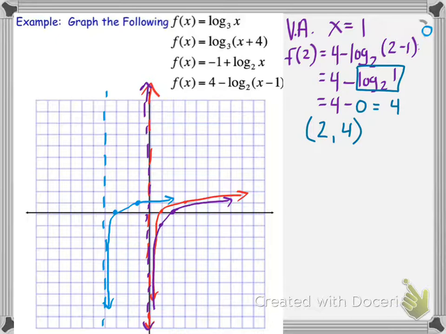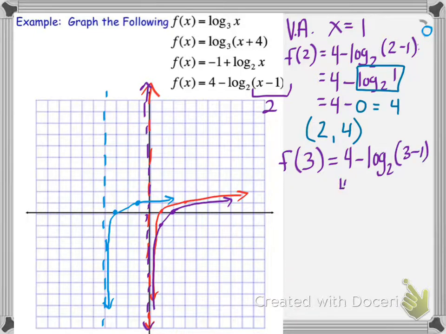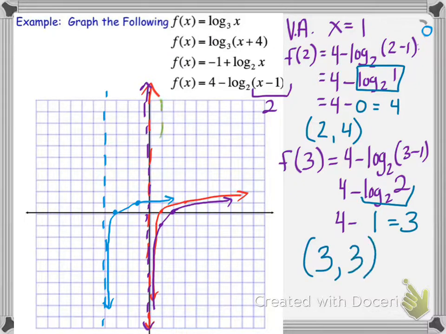The next case I'm going to look at is when is the inside the base of the logarithm, and that's in this case when I plug in 3. When I plug in 3, I get a value of 4 minus log base 2 of 2, which is 4 minus 1, because 2 to the first power is 2. I end up getting a value of 3, so 3, 3 is another key point.